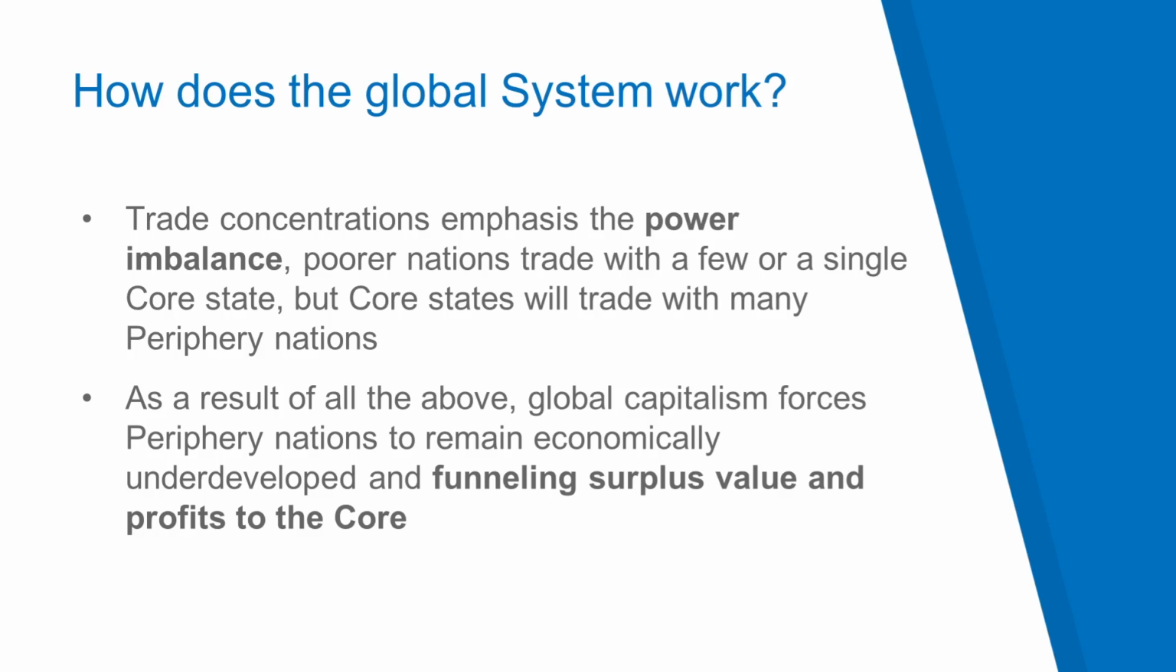So this range of structural relationships reinforces the economic role and the economic function of the periphery states as well. So we see then that the global economic system as a whole is functioning in such a way that periphery nations remain chronically underdeveloped, chronically funneling surplus value and profits to the core. And this isn't a bug, this isn't a misfiring of the global economic system, but rather it's the natural outgrowth of the type of global economic system that's in place.